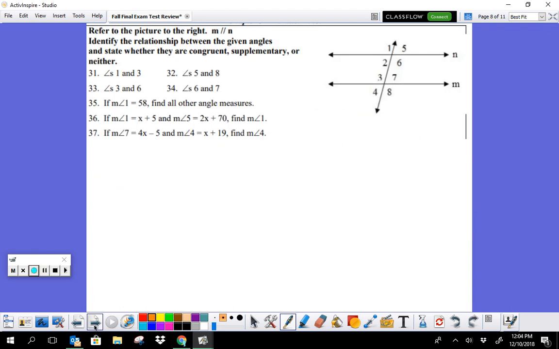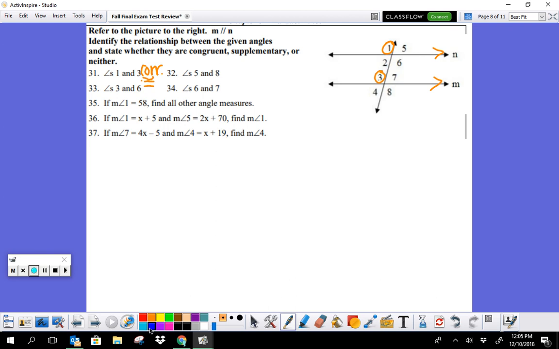Okay, this section says refer to the picture at the right. It's saying that M is parallel to N. I'm going to go ahead and just show that on my picture. M is parallel to N. Identify the relationship between the given angles and state whether they are congruent, supplementary, or neither. All right, so angle 1 and angle 3, those are both in the top left corner of their little section. So we would call those corresponding, and corresponding angles are congruent.